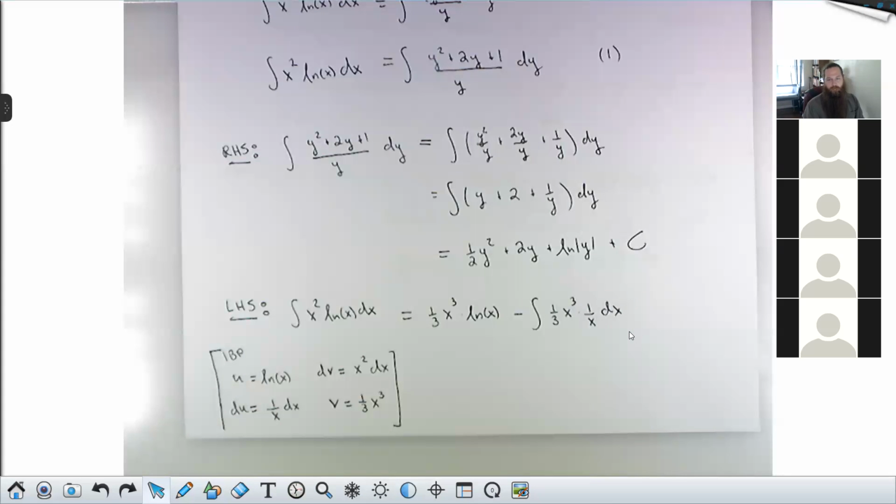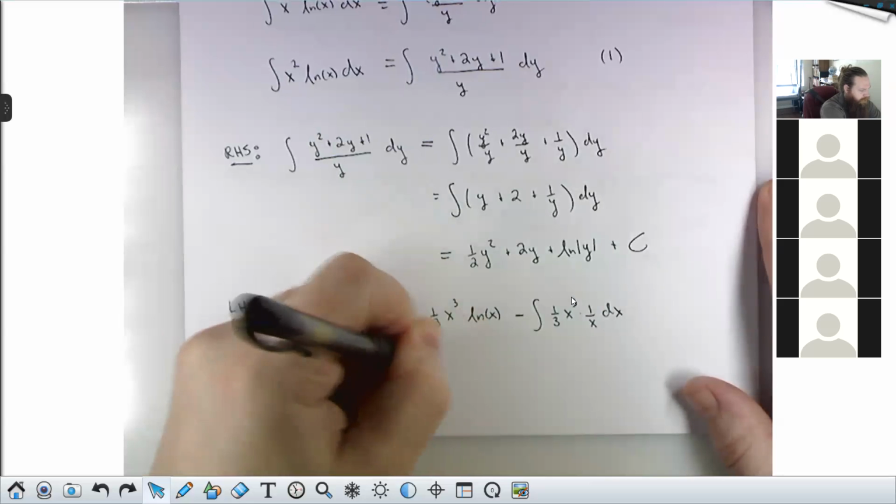Multiplying the x cubed by 1 over x will turn it to x squared, and then you just integrate the x squared. Very good. Yeah, this simplifies nicely, right? That's why we use IBP with logarithms when multiplied by power functions, especially because the derivative of the ln x will give you that 1 over x, which will always combine nicely with not just the power function, but even the antiderivative of the power function.